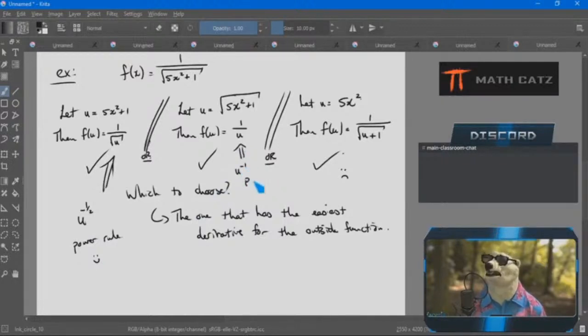This one is marginally easier. It's u to the negative 1, but in terms of the derivative properties to use, it's still just a power rule. It didn't really get actually easier. I didn't save the number of properties that I had to use. It's still the power rule. A u to the negative 1/2 and the u to the negative 1 in terms of using the derivative properties, it's exactly the same. So it wasn't really easier. But both these first two would have been better choices moving forward.